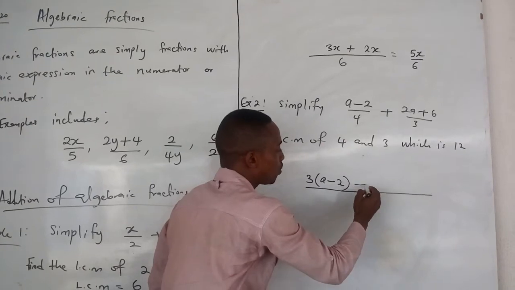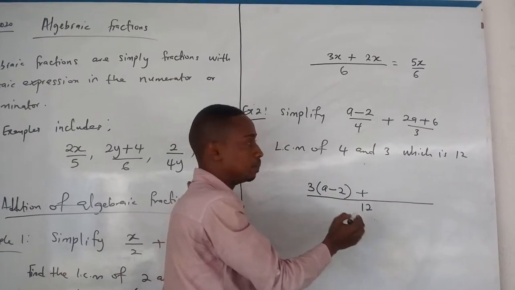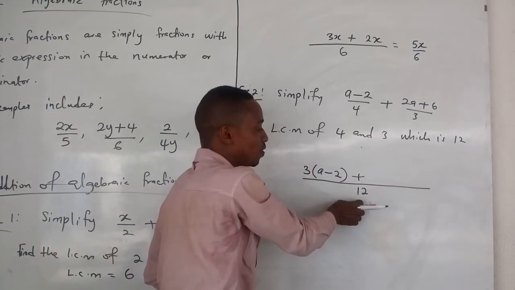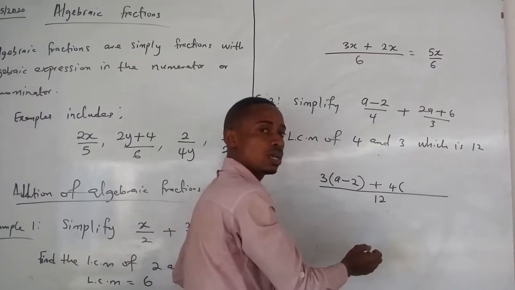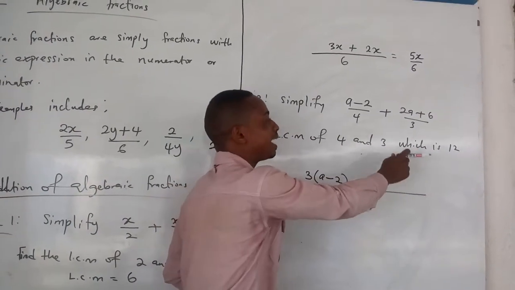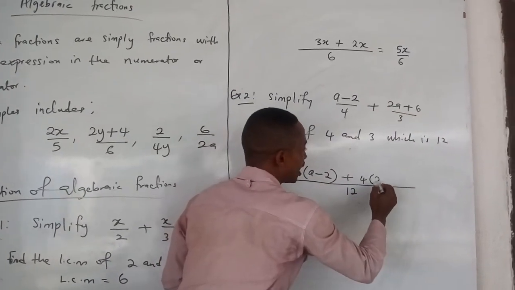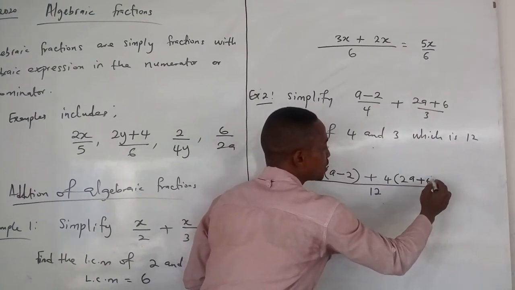Write your sign plus. Move to the next term. 3 in 12, we have 4. You write your 4, open the bracket. Also, you write what you have at the numerator into the bracket, 2a plus 6.